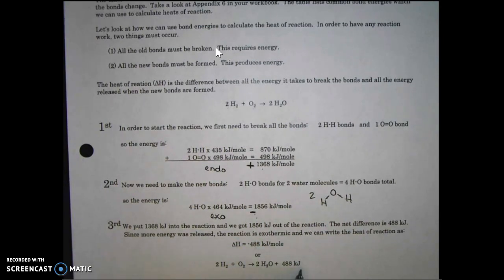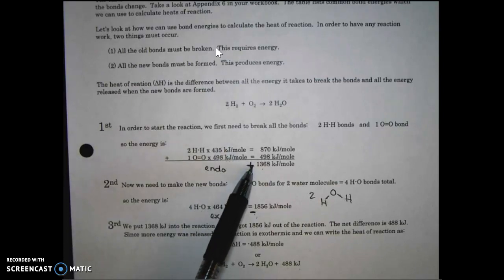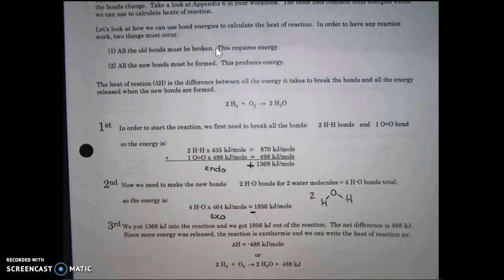So I can write that reaction like this, 488 kilojoules on the product side, because it's an exothermic process overall. More energy is coming out than what you had to put in order to change the bond structure. So it's a pretty easy process. The hardest thing is making sure you have the bonds right. So that's actually going to be your challenge.